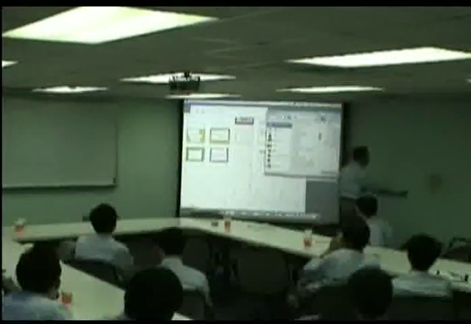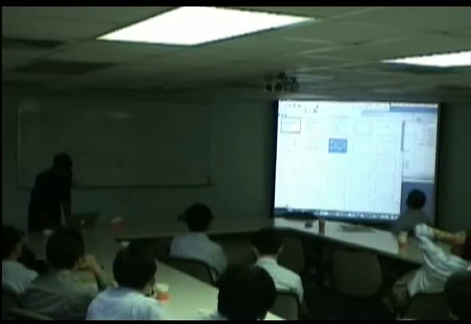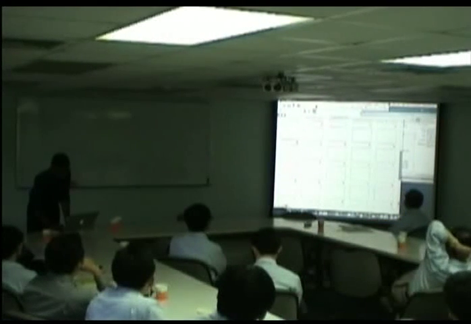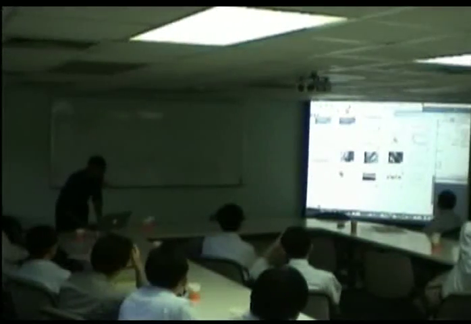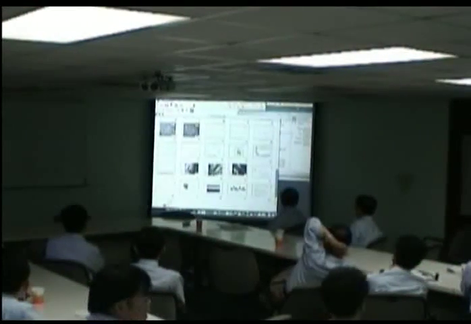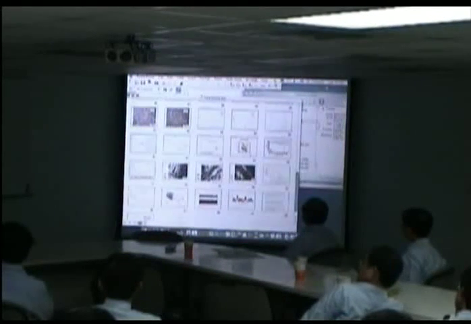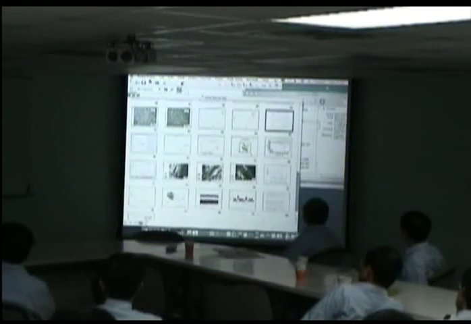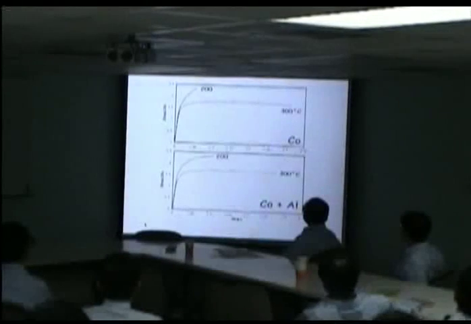So let me just show you why the stability of austenite is very important. Now, that means we want the austenite only to transform at a very late stage of deformation.